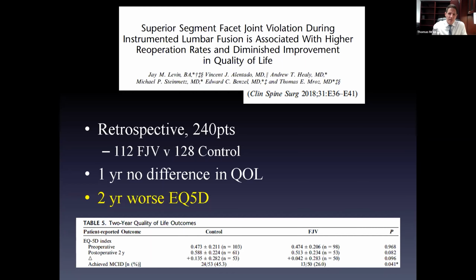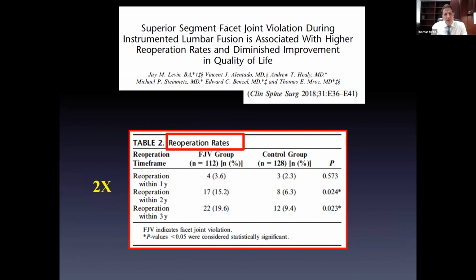The whole goal of this study was to figure out whether or not these types of facet joint violations had any impact on the quality of life and other outcomes that a patient would perceive at a 1 and 2 year follow-up. What we found was that at the 1 year follow-up, the quality of life metrics that we looked at didn't show any difference between those that had violations and those that did not. However, at the 2 year follow-up, we found that the EQ5D, which is one of the validated functional outcome measures for spinal surgery and other types of care, demonstrated that there were in fact differences that were far in favor of patients not having facet joint violations.